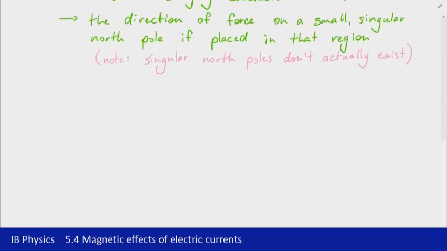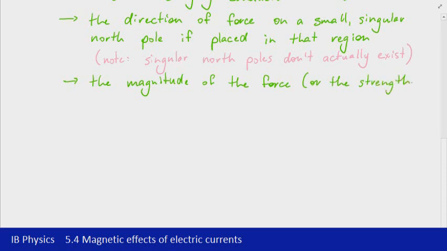The second thing then is that magnetic field lines show the magnitude of the force, which we can otherwise interpret as being the strength of the field, and hopefully you can recall that property is represented by the spacing of the field lines. So the stronger the field, the closer the spacing of the field lines.